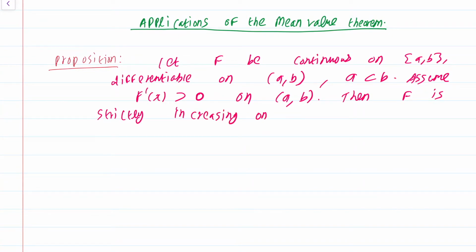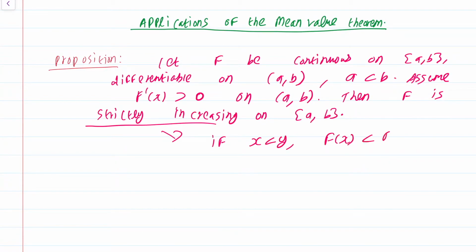on the closed interval [a, b]. To clarify, strictly increasing just means that if x is less than y, f of x is less than f of y, where x, y come from [a, b]. This is just a clarification of what it means for a function to be strictly increasing. Similarly, I leave it to you to formulate what is strictly decreasing, what is just increasing, and what is just decreasing. Just increasing and just decreasing will have less than or equal to here. Let me erase that so that there is no confusion.